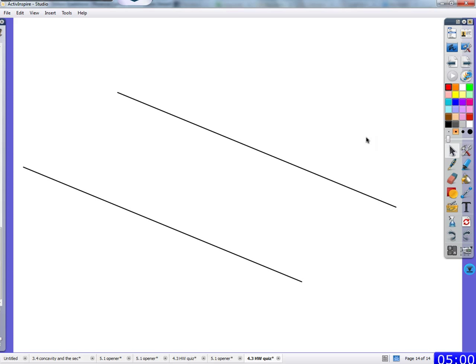So, what do these two lines have in common? What's the same about these two lines if they're never going to intersect? Their slope. Their slope is going to have to be exactly the same. If, for instance, we were going to go down 3 and move to the right, let's call it 7. Well, if we want this other line never to touch this line, we would have to move in the exact same pattern.